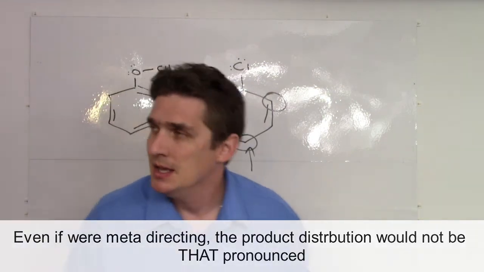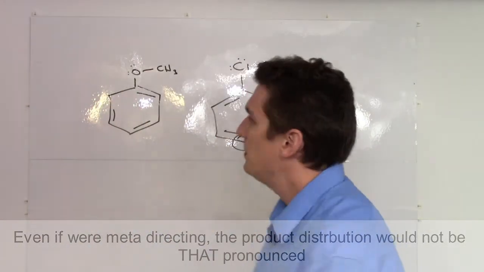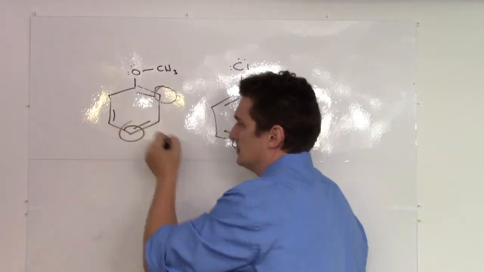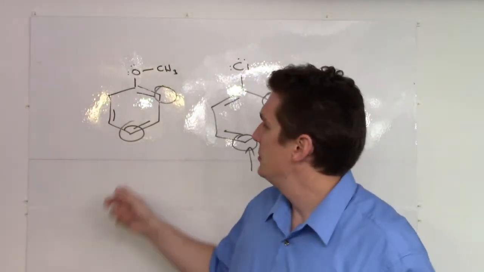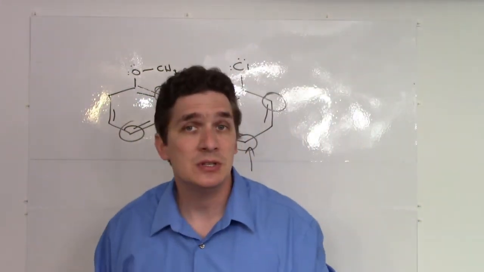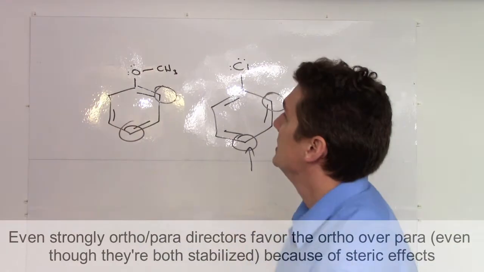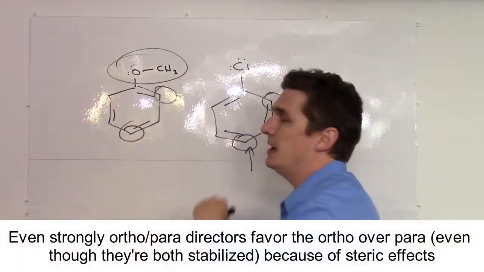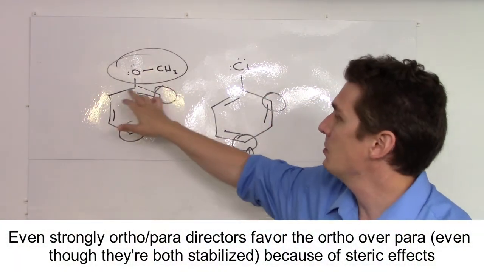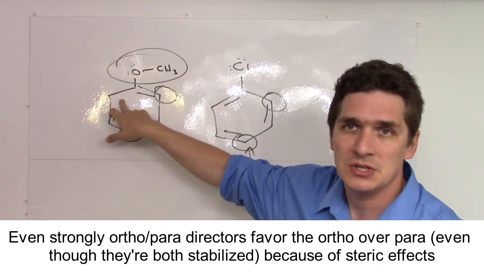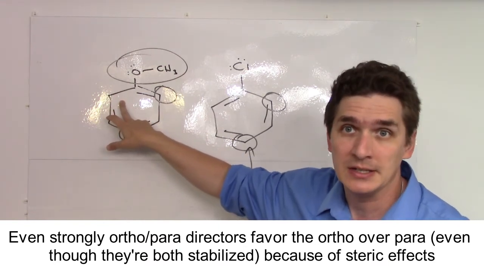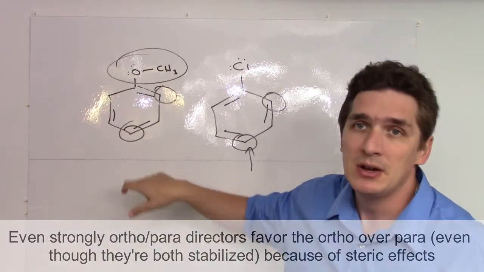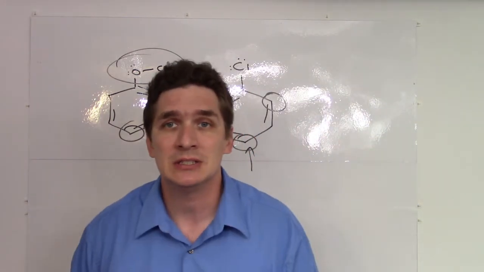The second reason I would argue it, and this is something that your books tend to omit in their discussion, is that even if we have an ortho-para director, the reality is they're still going to favor the para position. The reason they're going to favor the para position is steric effects. This is a big group hanging off. So even though the ortho positions are favorable for bonding in terms of the electron density, it's the para position that's the most accessible and most likely to react.